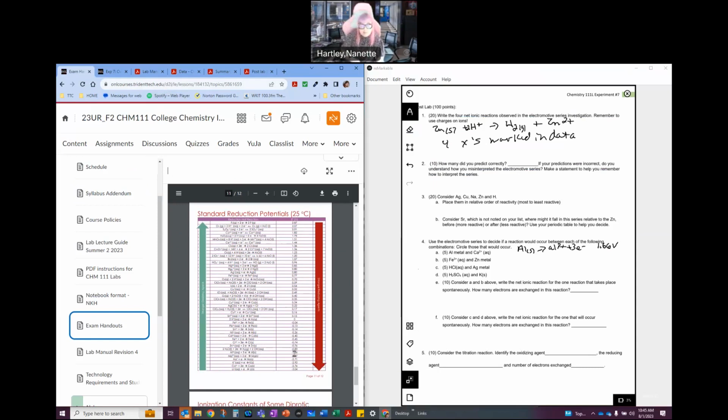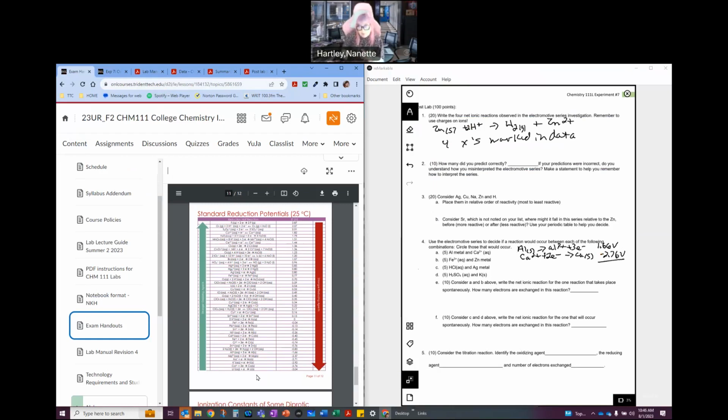Then I want to talk about Ca2+, and I see Ca2+ is down here. We have Ca2+ plus 2 e- goes to Ca solid, and that is listed as negative 2.76 volts. If I add those two together, I notice that the total is negative. Since it's negative, that reaction would not occur.